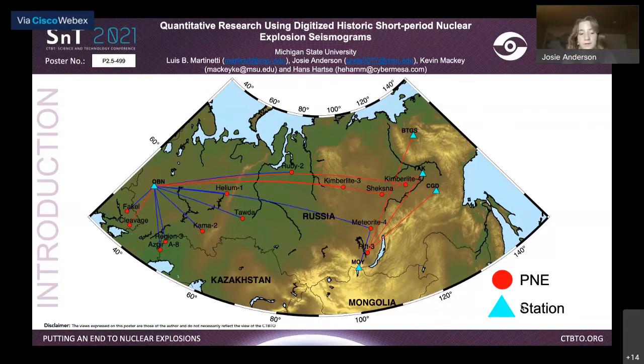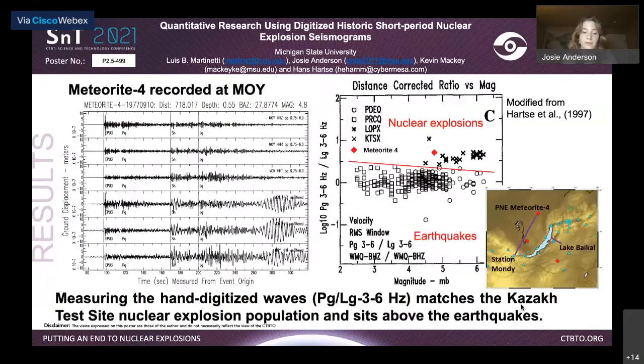Using these digitizations of short period seismograms, we were able to remove instrument response, express waveforms in ground displacement, rotate components, and use signal processing for analysis. We found that event discrimination using phase ratios from digitized high-frequency waveforms is a viable technique.